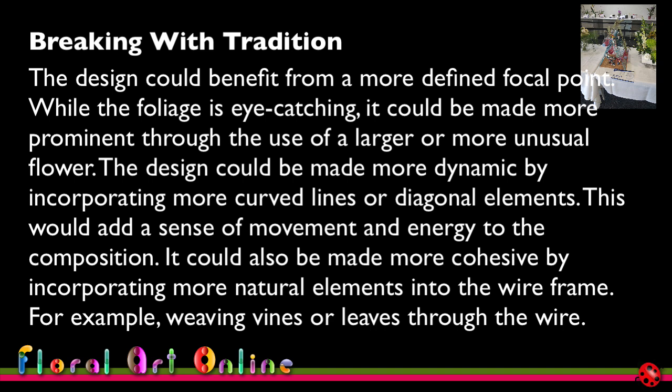It could also be made more cohesive by incorporating more natural elements into the wire frame, for example, weaving vines or leaves through the wire. And I very much agree with that. When I look at it now, I think that the wire frame is quite dominant, and I would like to have incorporated some other more appropriate plant material into that. I could still have that pattern, that checkerboard pattern, by weaving, as it said, some leaves through the wire, but it wouldn't be a non-plant material element that was staring me in the face. This is the way I feel.